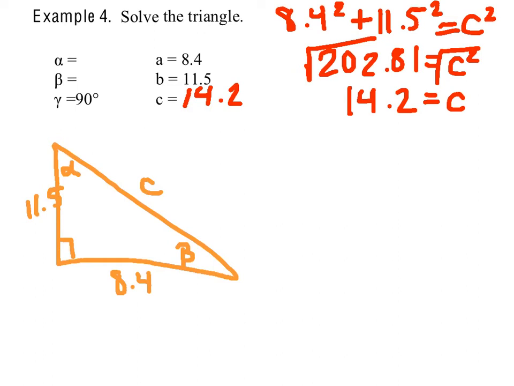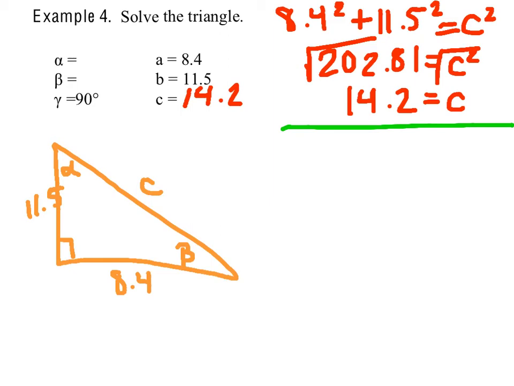So now we can go ahead and move on to our angles. Now again, it does not matter which one you solve for first. You can solve for alpha or beta. In this case, I'm going to solve for alpha. So if I'm solving for alpha, 8.4 is opposite, 11.5 is adjacent.